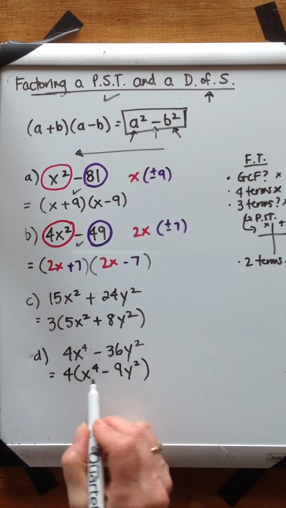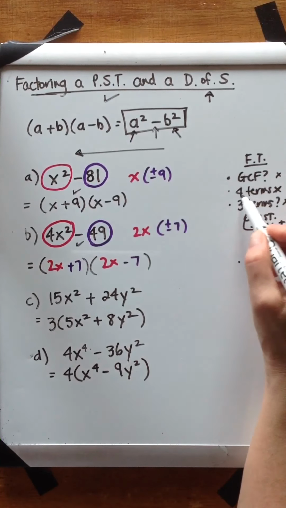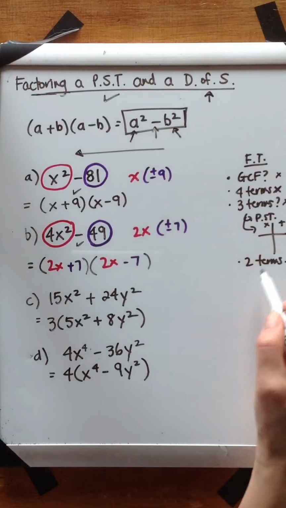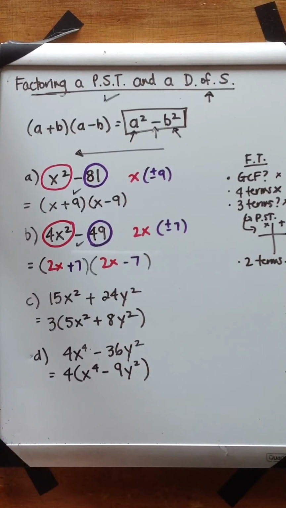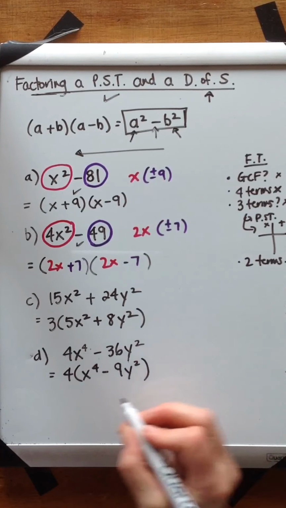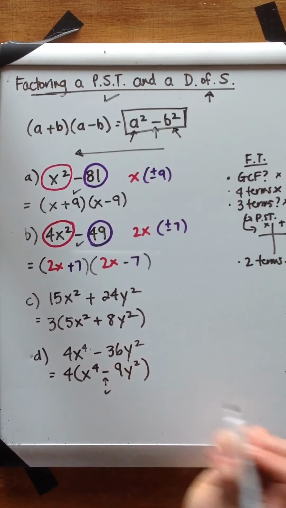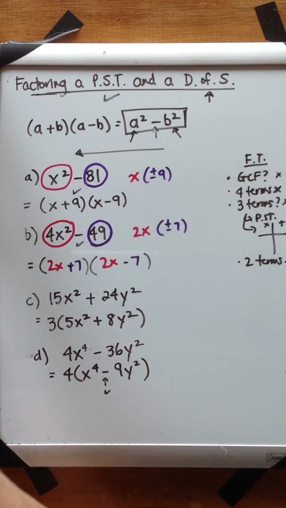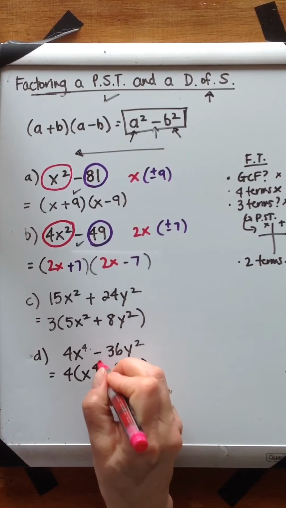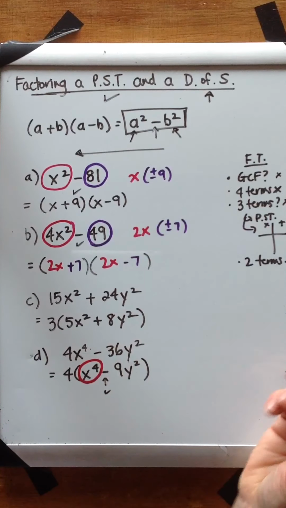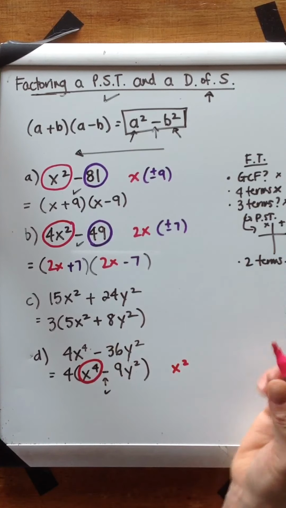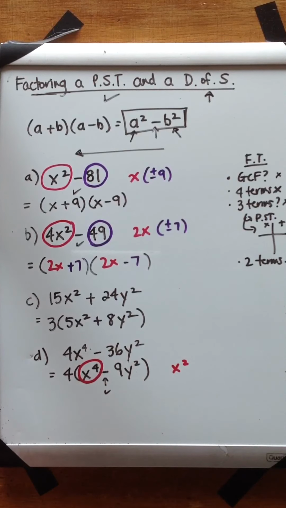All right. What's left to factor does not consist of 4 terms or 3 terms. It consists of 2 terms. So let's apply the PST test to it, or sorry, the difference of squares test to it. There's the difference, so that's good. And then let's see, does this first term have a perfect square? Yes, it does. It's x squared. I'm just going to write it off to the side.